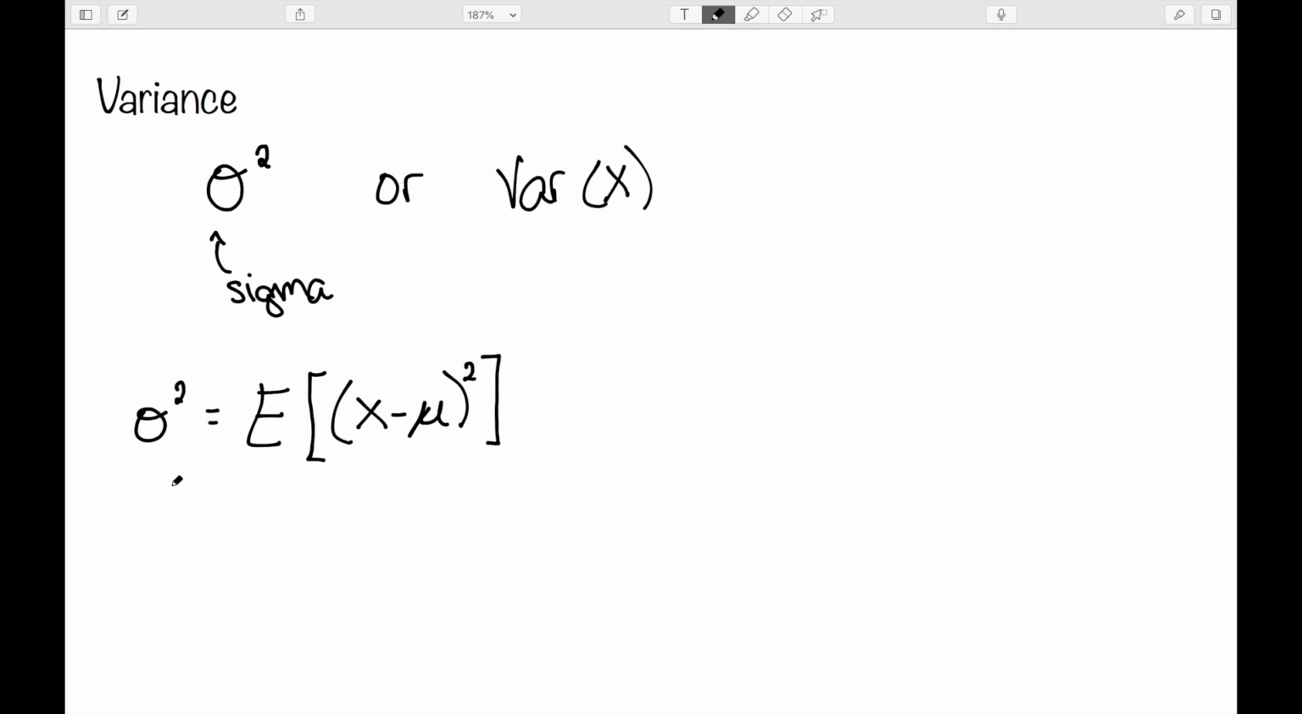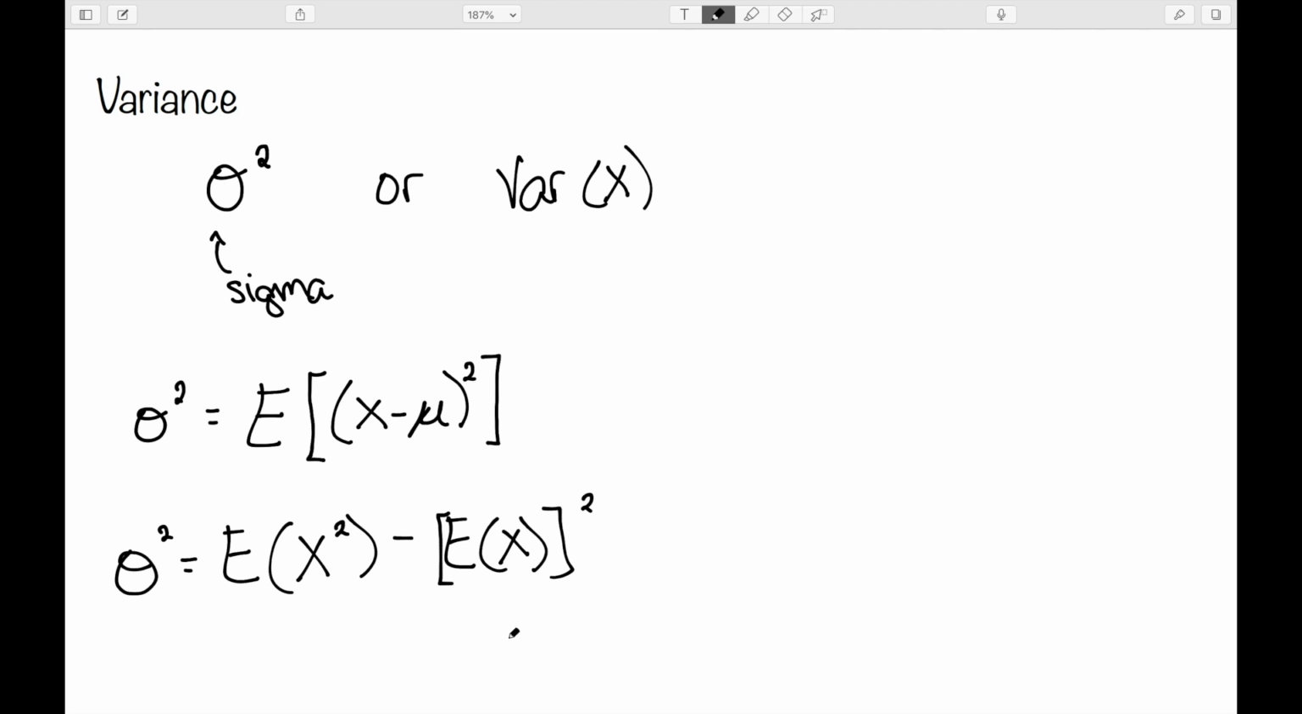The first way, the variance is equal to the expected value of (x minus mu) squared. This way of defining it tells us what we're doing. This x minus mu looks at the distance from the mean. We then square it to get rid of positives and negatives and make sure everything is the same sign. And then we take the expected value of that. So we're finding the average distance from the mean.